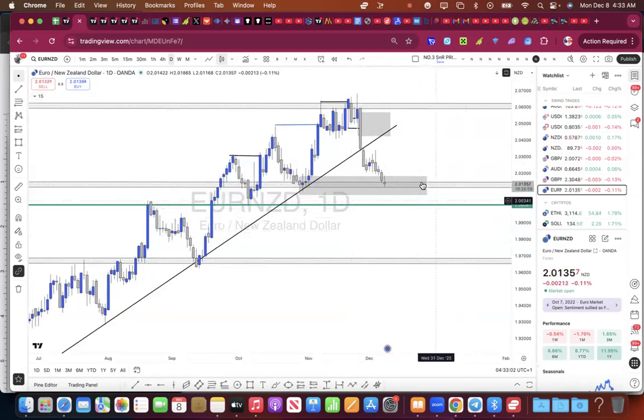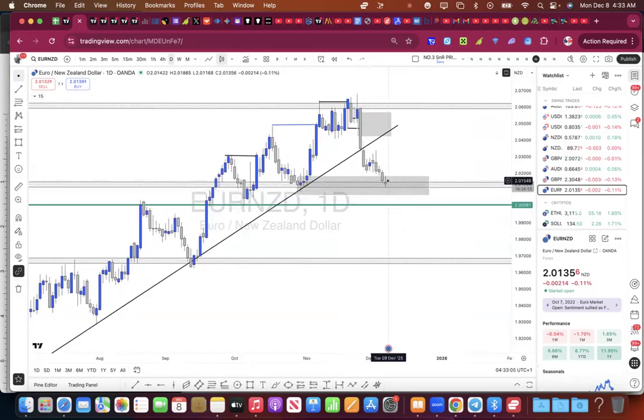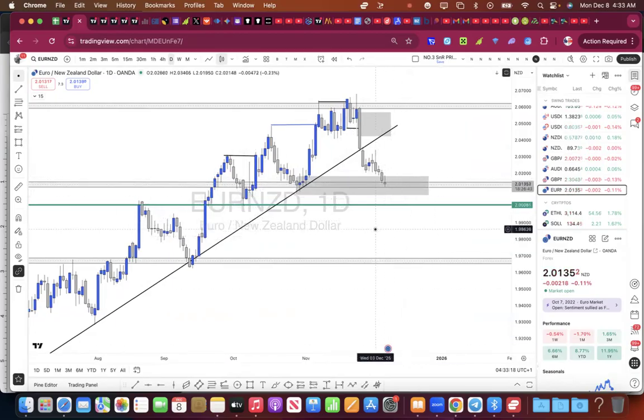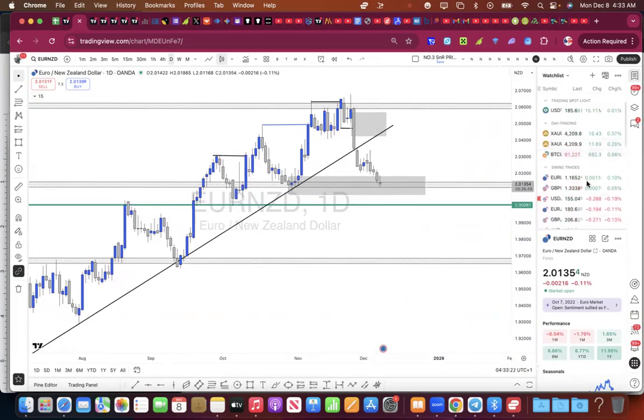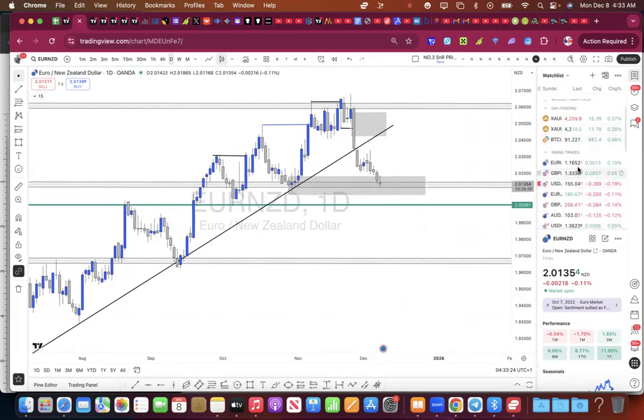Okay, so what then should I do? For this, you probably want to have a break of this point, taking out this, and a pullback before a massive sell. It may take a few days.